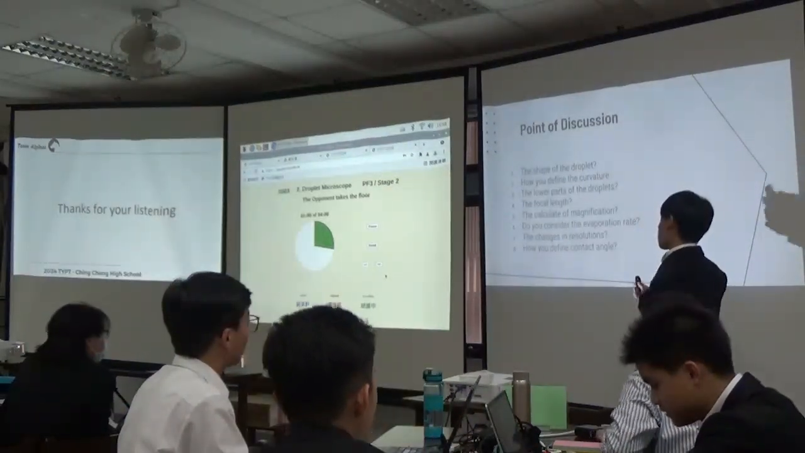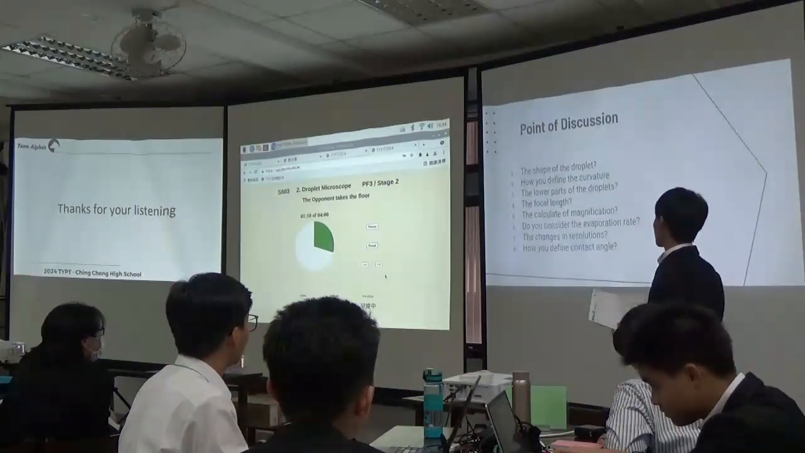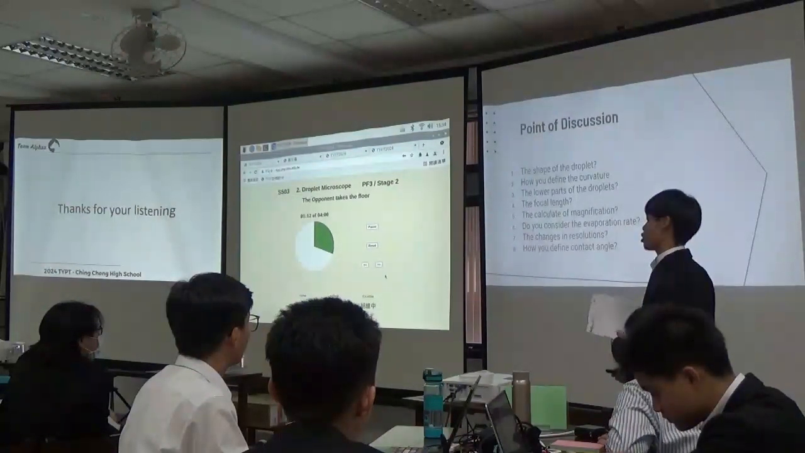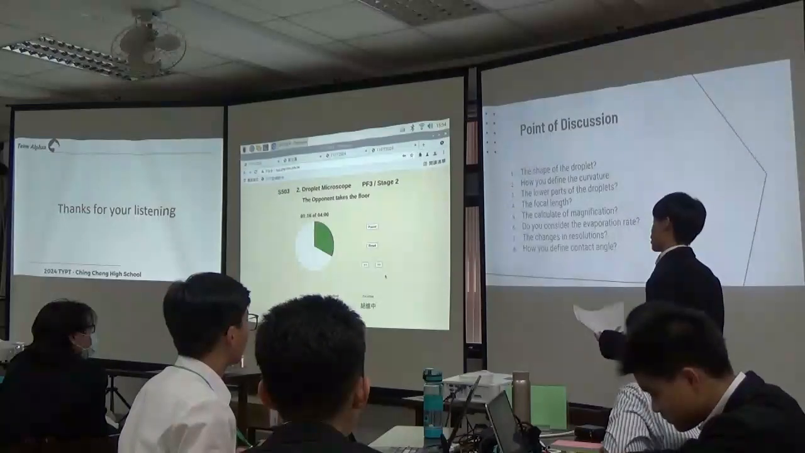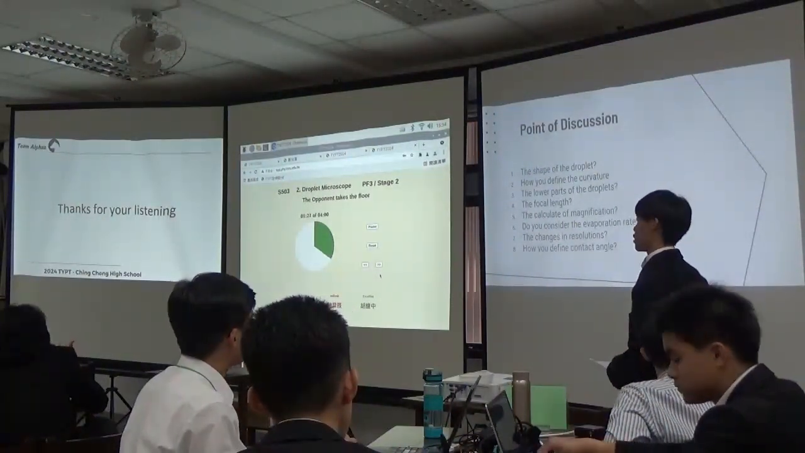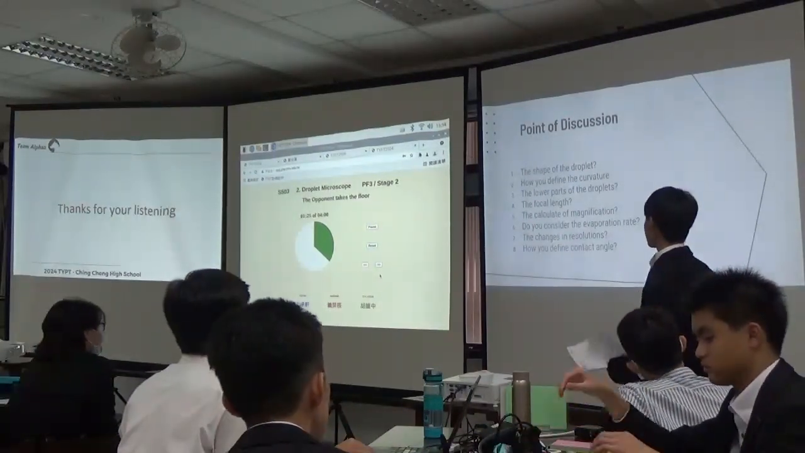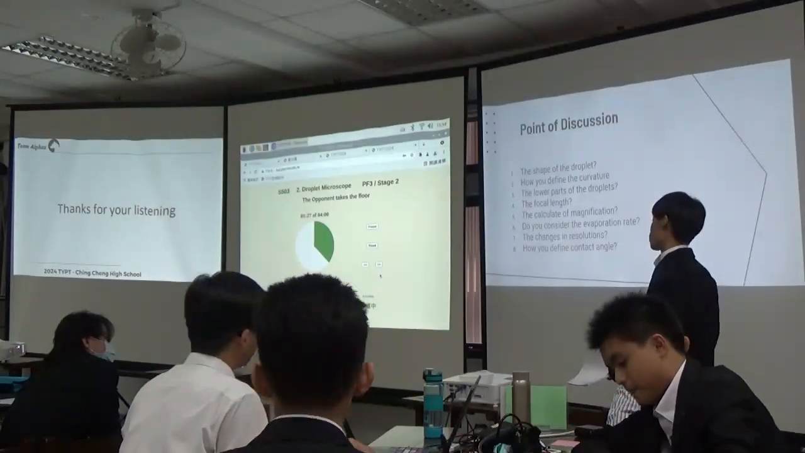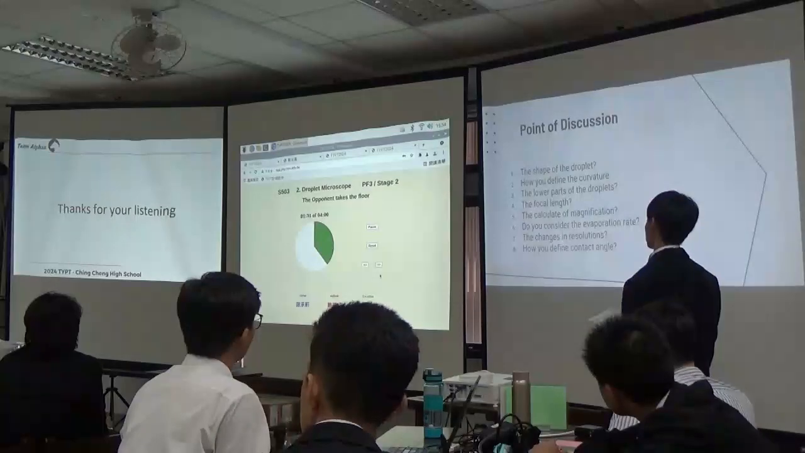And these are the points of discussion that we're going to be doing in the discussion session. First, we're going to be defining the shape of the droplets and how it will affect the resolution and magnification. Second, how to define the curvature and which part of it the curvature represents. Third, the lower part of droplets, because it's obviously a phenomenon that can be observed when doing an experiment. So I think it should be taken into consideration.